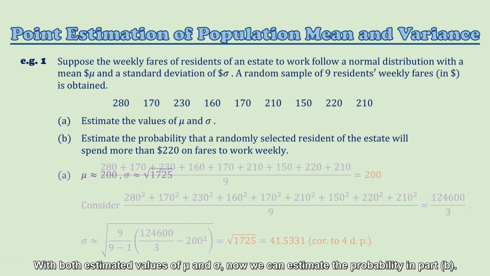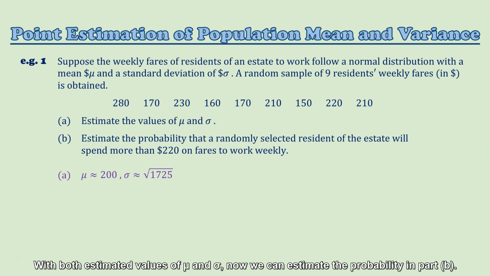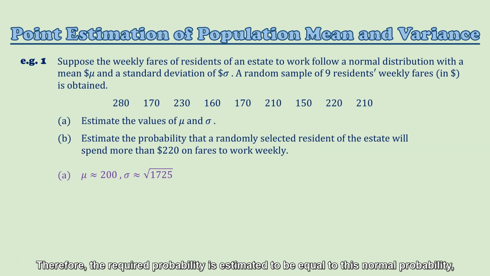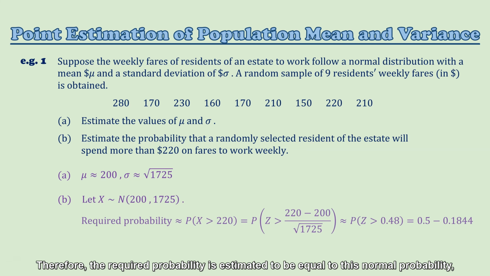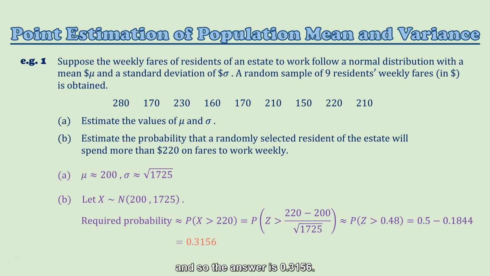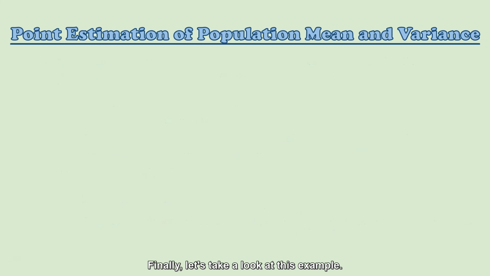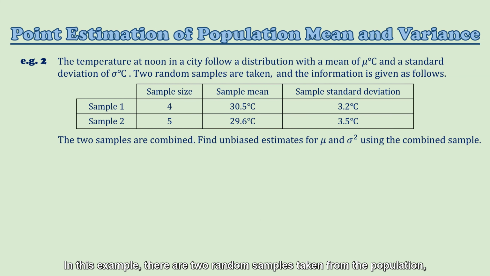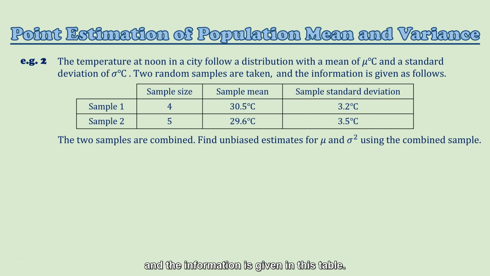With both estimated values of mu and sigma, now we can estimate the probability in part B. Therefore, the required probability is estimated to be equal to this normal probability. And so the answer is 0.3156. Finally, let's take a look at this example. In this example, there are 2 random samples taken from the population, and the information is given in this table.